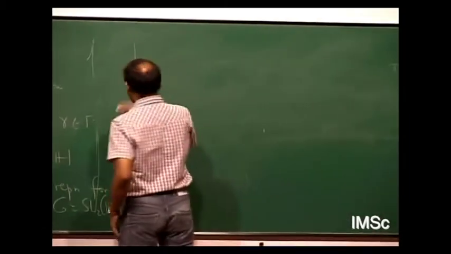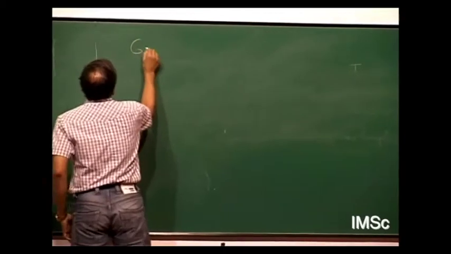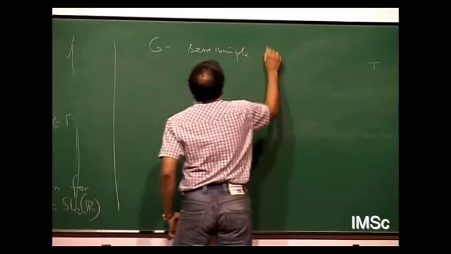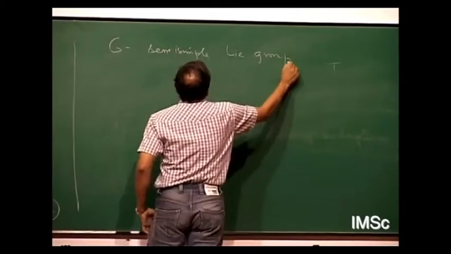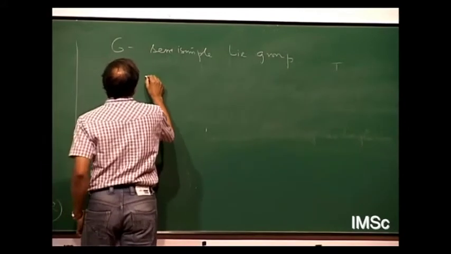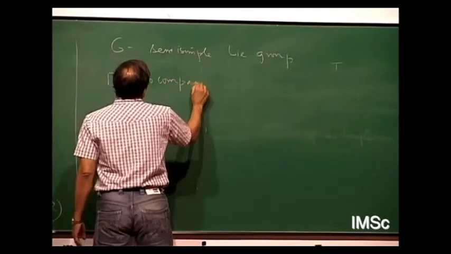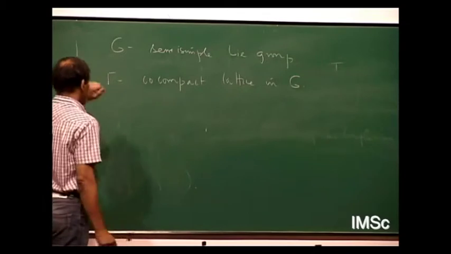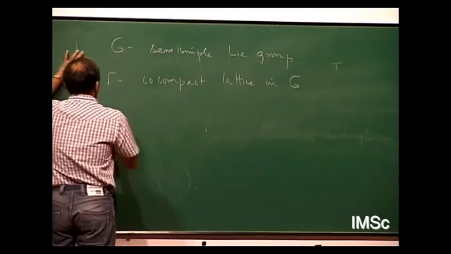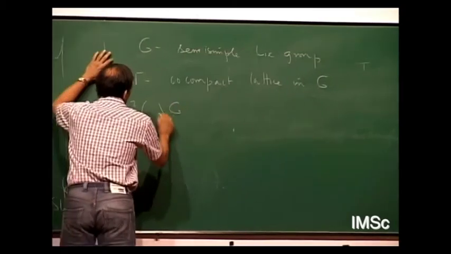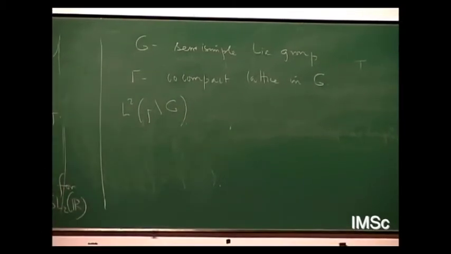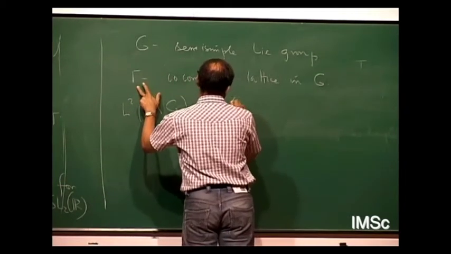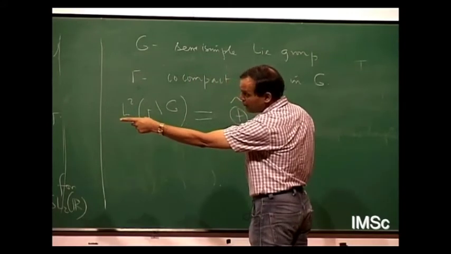So what we are going to look at is G, some semisimple Lie group, and gamma a co-compact lattice. We are going to look at the space L2(G mod gamma). This is a G space. And in the context when gamma is co-compact, this breaks up as a direct sum, just like on R mod Z it breaks up.